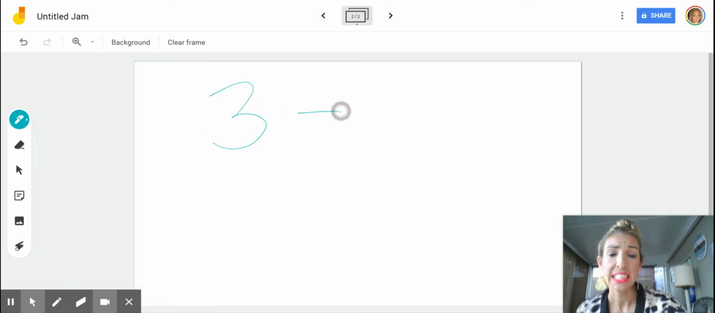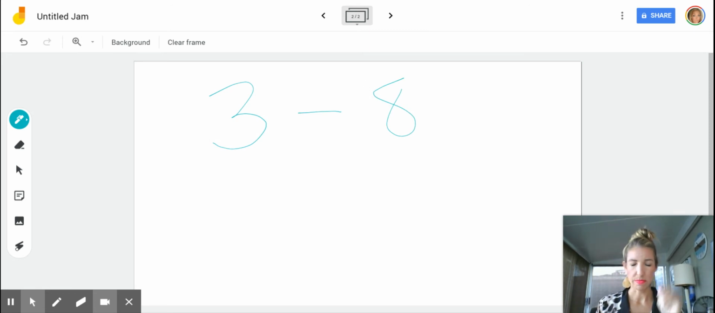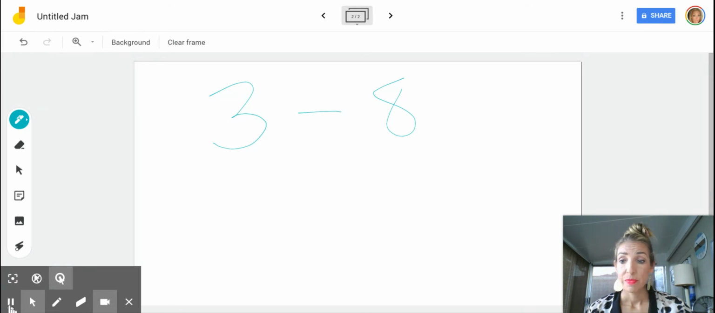3 minus 8. Okay, so first of all, let's think about it conceptually here. If I have positive 3, $3, I subtract 8, which means I'm spending $8. I can't spend more than I have. And if I do, I'm going to be in the negatives. So it's going to make sense that my answer is going to be negative here.